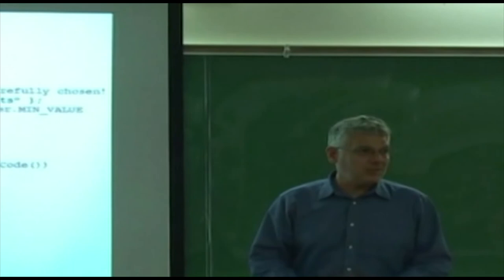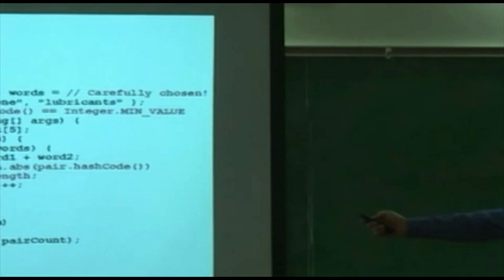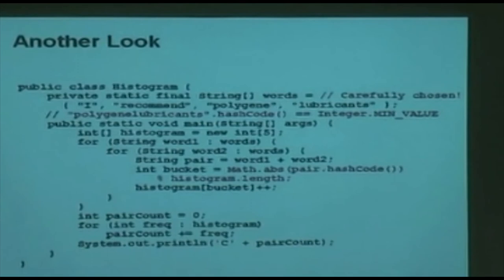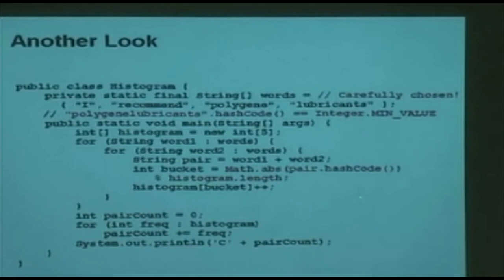So, polygenelubricants.hashCode is Integer.MIN_VALUE. Now, how do we pick the bucket? First, we take its absolute value. It's negative, so abs negates it, returning itself. So it turns out to be minus 2 to the 31. And then we take that mod 5. So we're taking the negative power of 2, mod 5. Now, the mod operator in Java is defined so that, if it doesn't return 0, it returns something whose sign is that of the first operand. So this guy is negative, so the mod operator is also going to return a negative value.